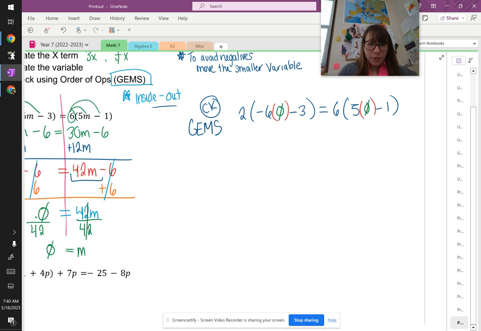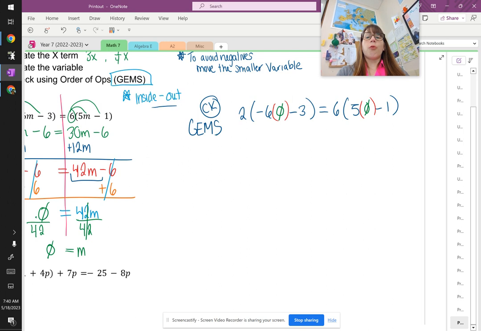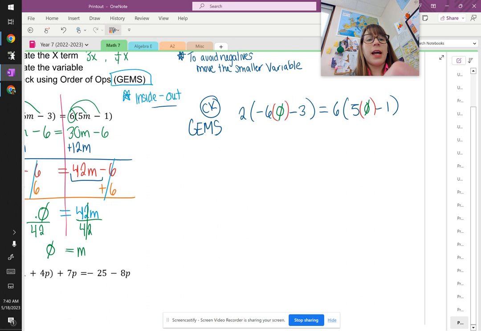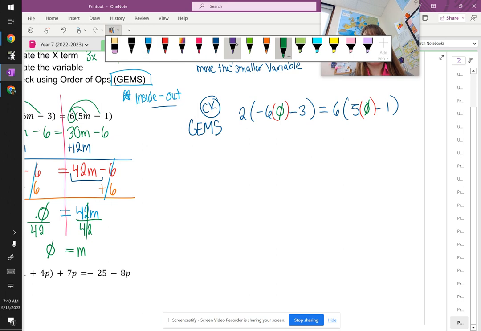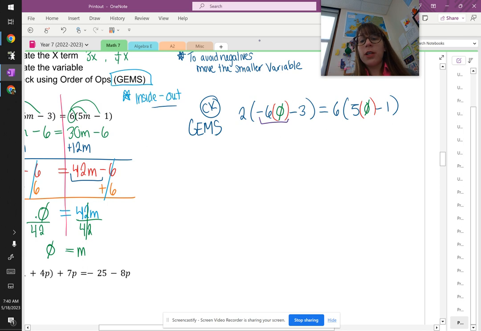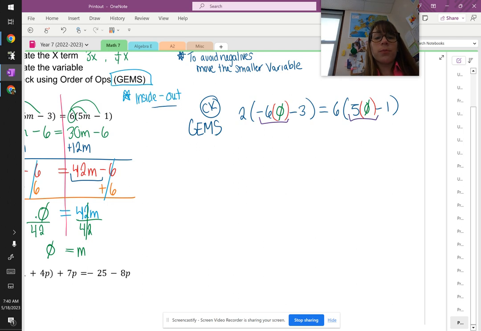Now, a lot of you guys have this automatic need or want to distribute, but that can't happen. We're not distributing unless we're solving an equation. We're working from the inside out, order of ops, groupings first. Inside these groupings, I have multiplication and subtraction going on. Multiplication comes before subtraction, so I'm doing these multiplications first. 2 parentheses negative 6 times 0 is 0, and I'm just carrying everything else down.